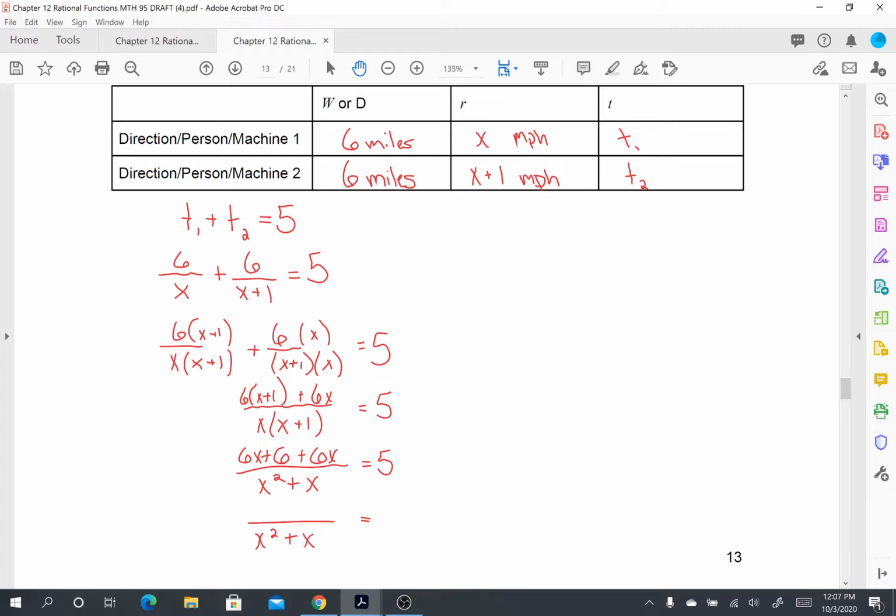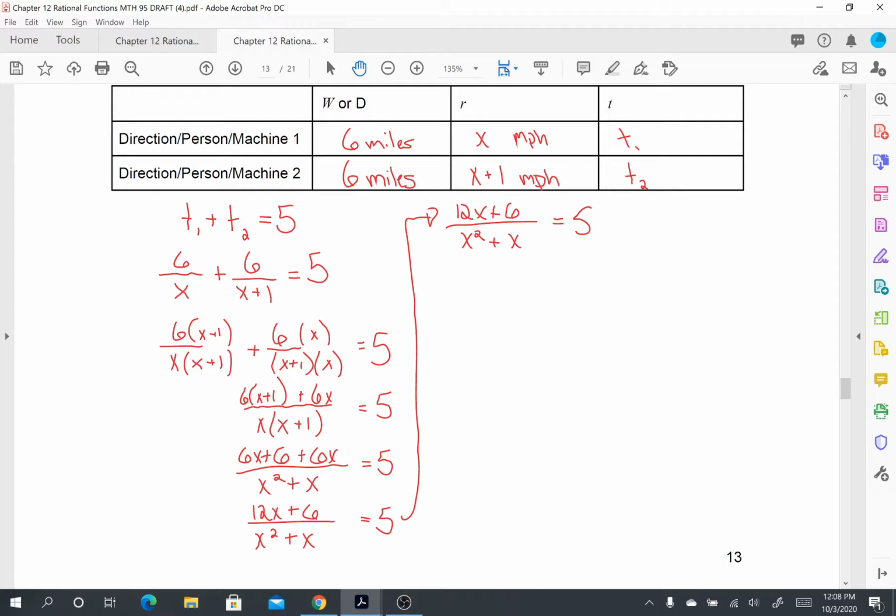Alright, and my numerator can be rewritten as 12x and 6. All this still equals 5. Okay, I'm going to take this work up here to give myself some more space. And so I don't really like that I have 5 equaling this fraction. So I can get rid of the denominator here, which is being divided.